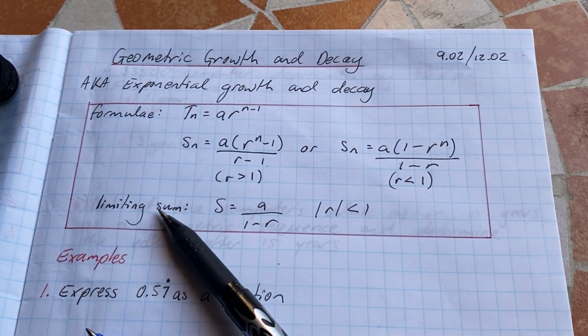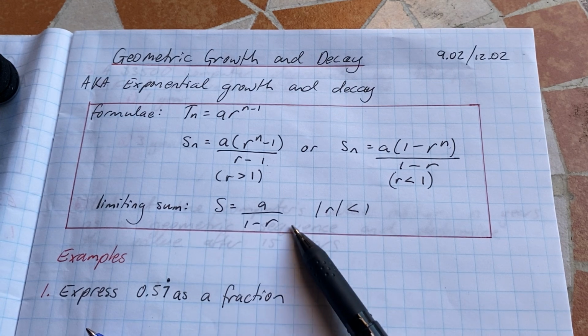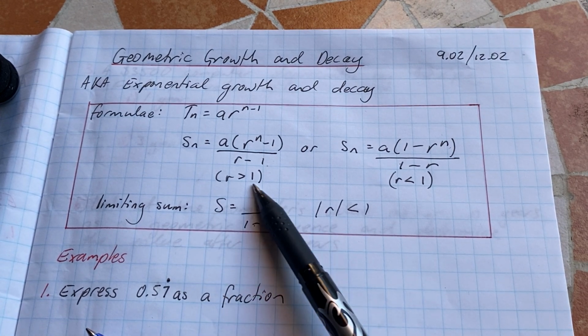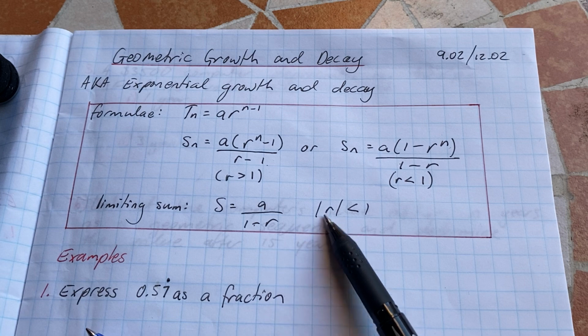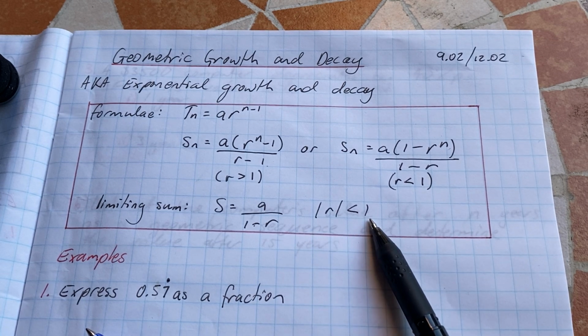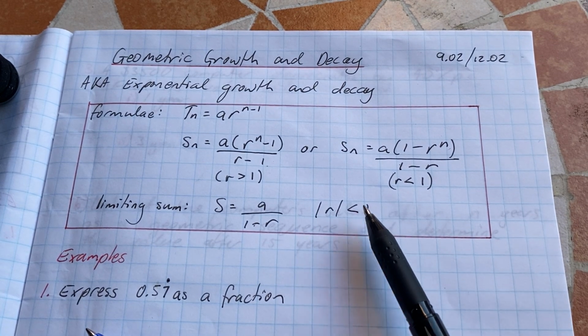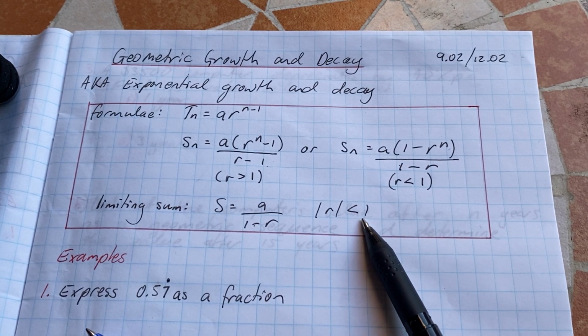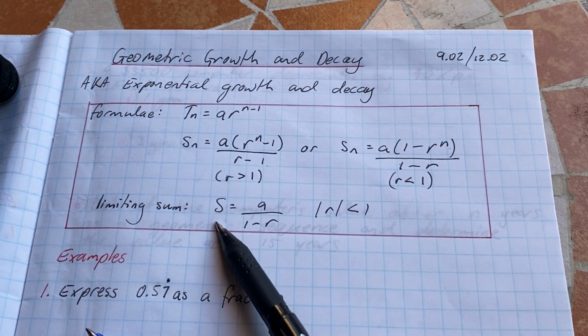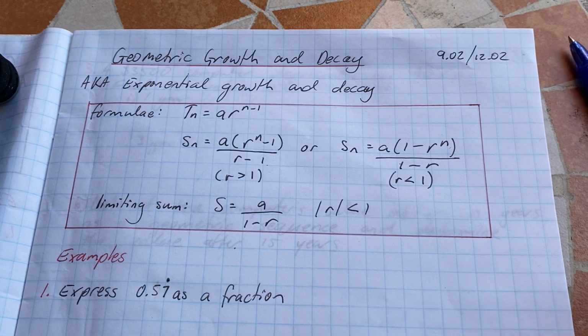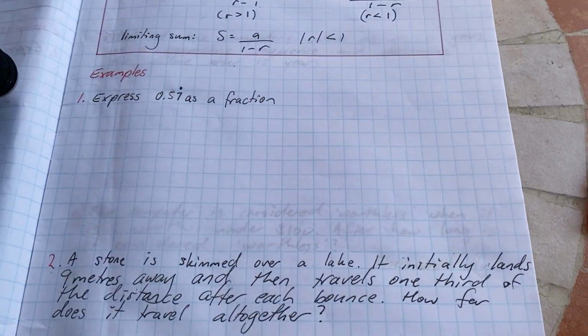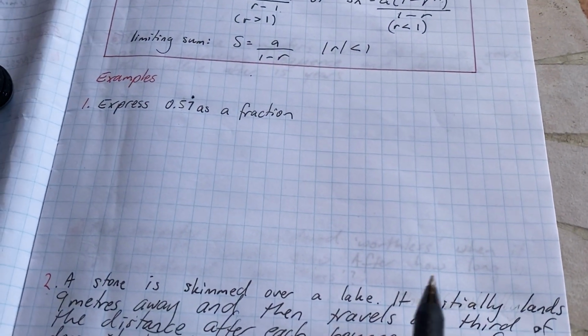And remember, we've also got this limiting sum formula. So if our sum continues to infinity, we can use this formula, but only if the absolute value of r is less than 1. If it's not less than 1, then there is no limiting sum. My first two examples are actually going to use this formula. They're going to be series to infinity, so that's the one we're going to be using.